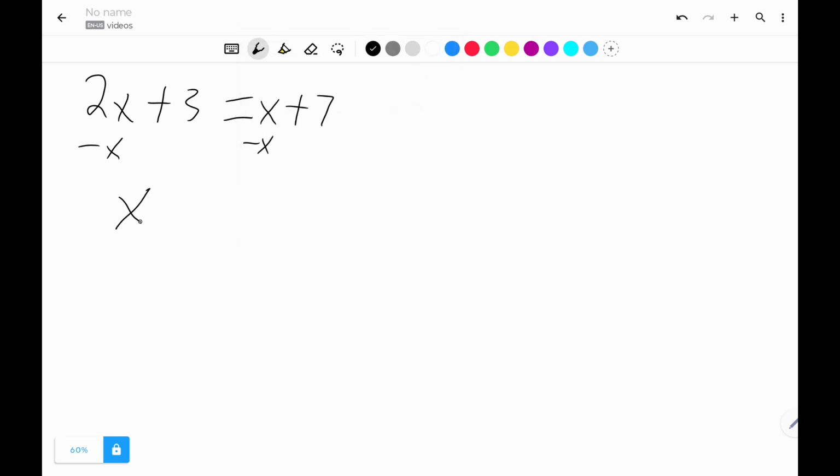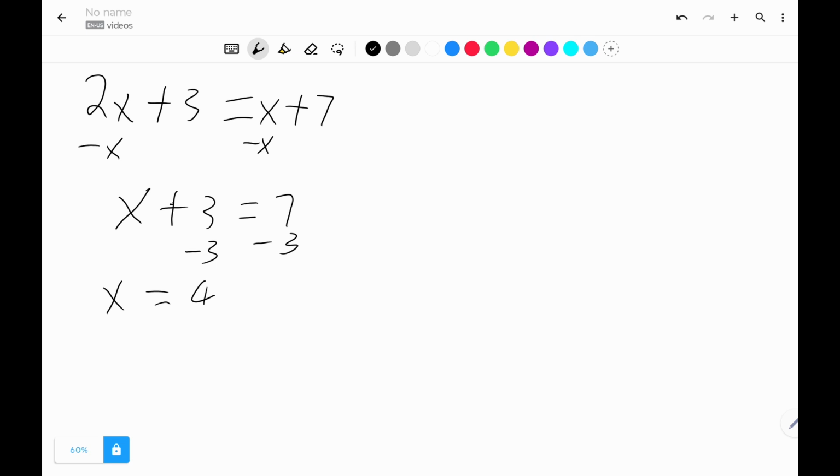So you're gonna have x by itself now. That's x plus 3 equals 7, okay? So now we can treat this like a regular one-step equation. So we're gonna subtract 3 from both sides, okay? That's minus 3, minus 3. That's x equals 4, okay?